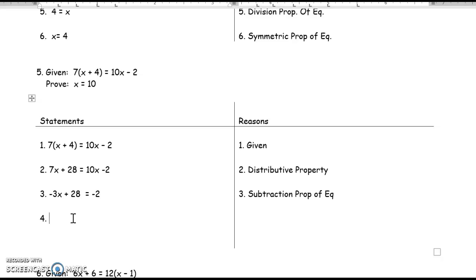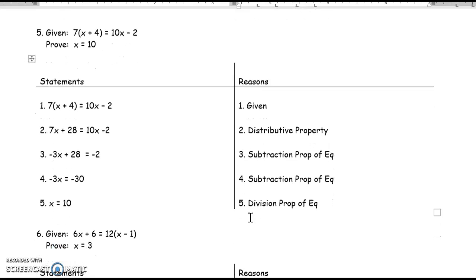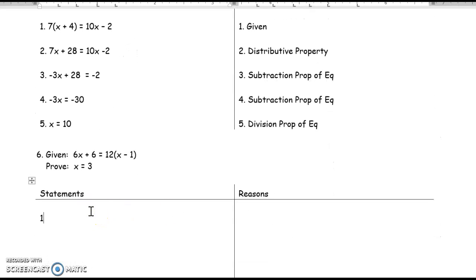Our fourth step, I'd want to subtract 28 from both sides, so negative 3x plus 28 minus 28, that cancels out. Negative 2 minus 28 is negative 30. Guys, if you get stuck on things like this addition and subtraction, just use your calculator. But again, there's a subtraction property. And our last step would be to divide by negative 3. Divide both sides by negative 3, I end up with x equals 10. There's our division. It's more just like the hardest part here, honestly, is usually solving the equations at this stage.